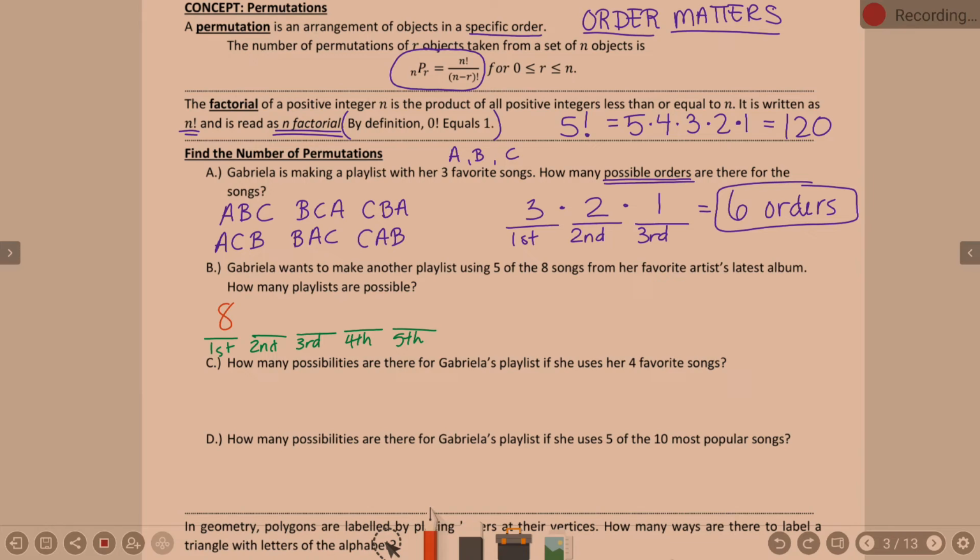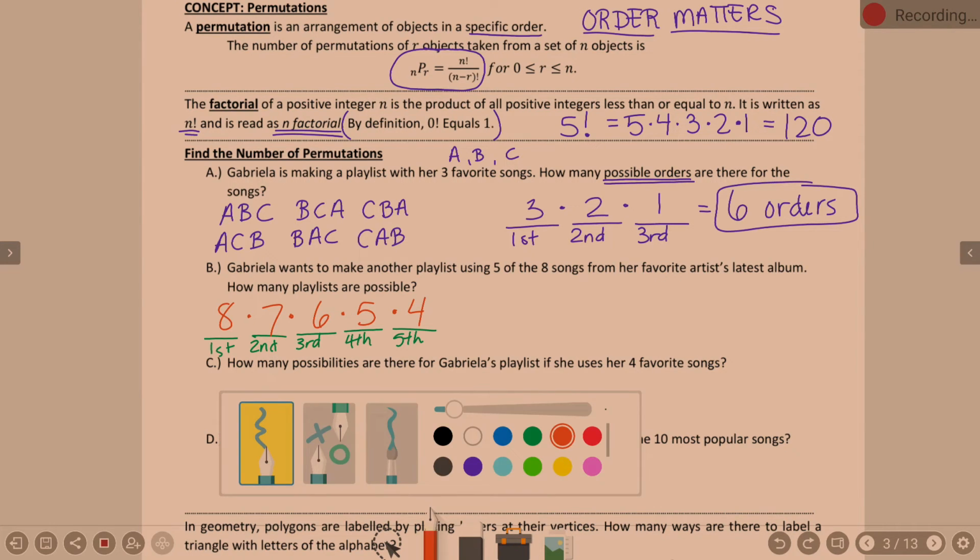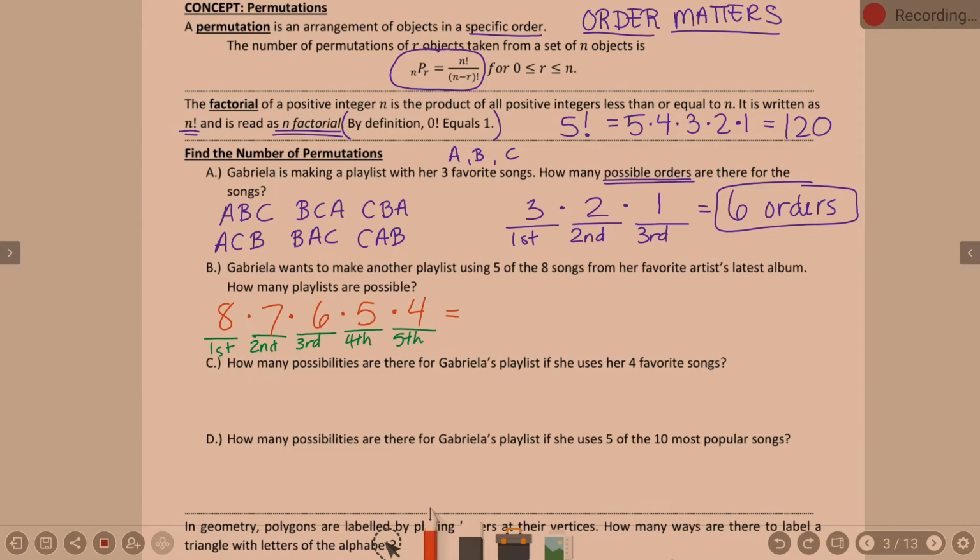She puts a song in the position. How many choices for second position? Now she has 7 to pick from. How many options to go in the third position? 6, fourth position, 5, and fifth position, 4. How many possible playlists does this make? There's a reason I didn't want to write these by hand, folks. So by picking 5 out of 8 songs, there are 6,720 different ways she could create and order a playlist.